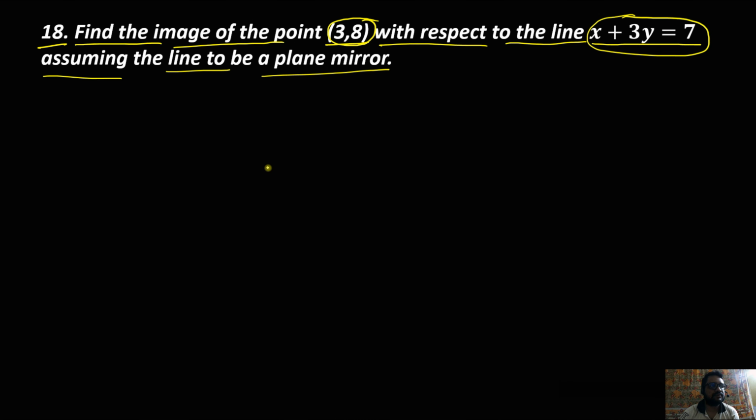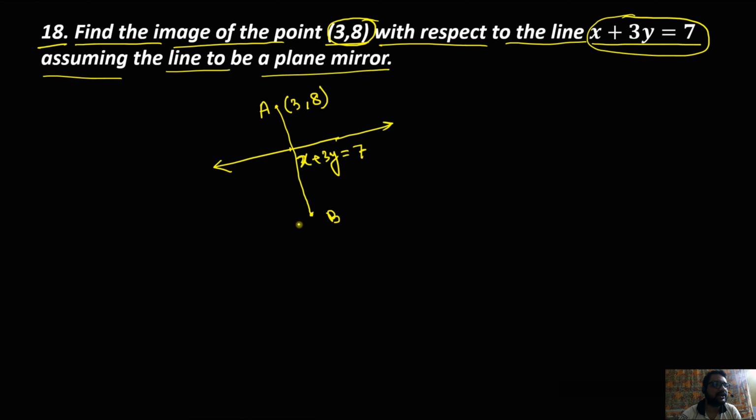So let's draw the picture. Assuming that this is the line x + 3y = 7, and we have this point (3, 8) here. This is the point A, and we have to find the image with respect to this line. Let's suppose this is the image, this is B. So let us draw a perpendicular from A to B, and denote this point of intersection by C.